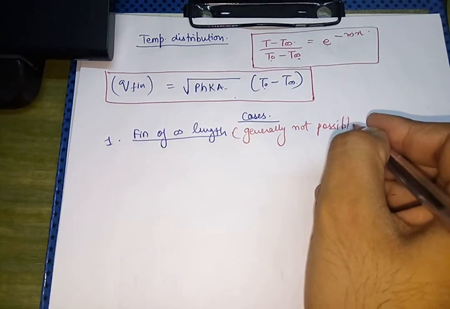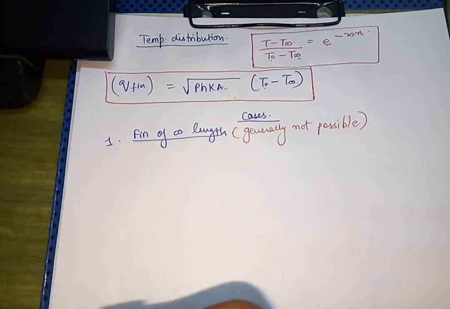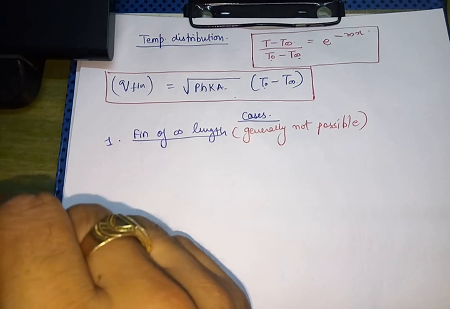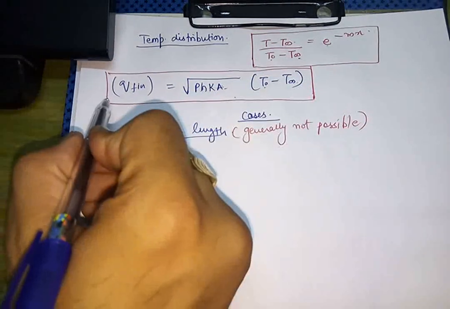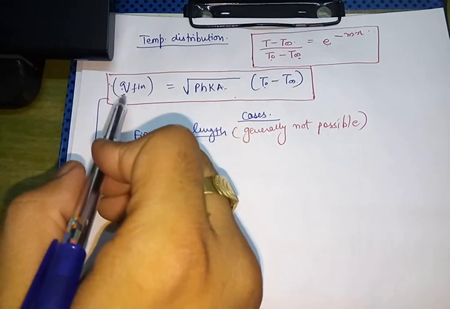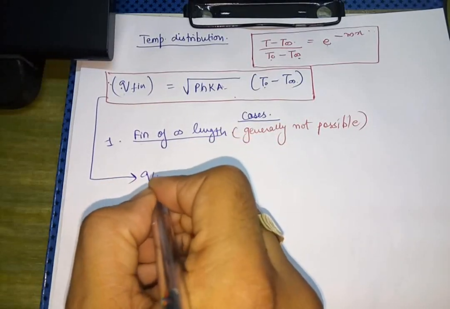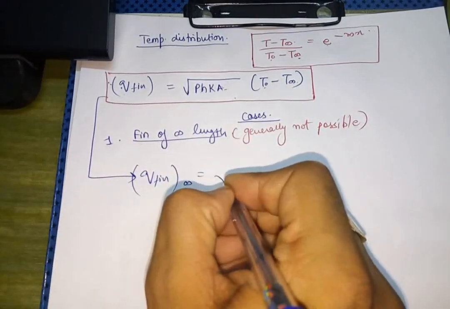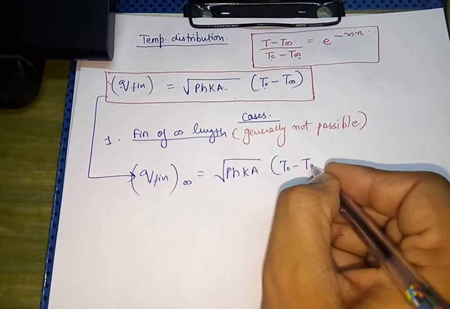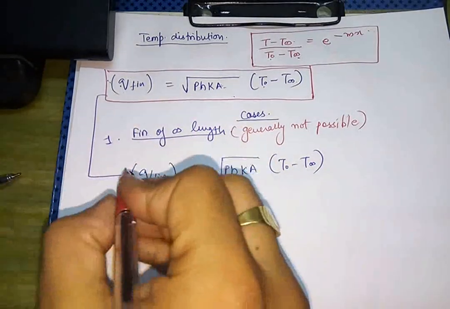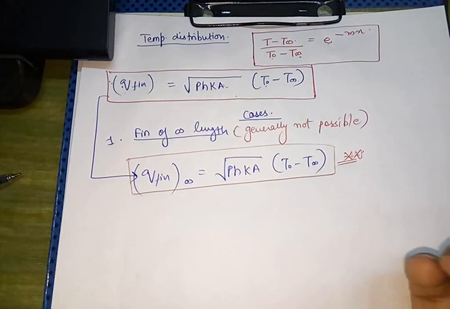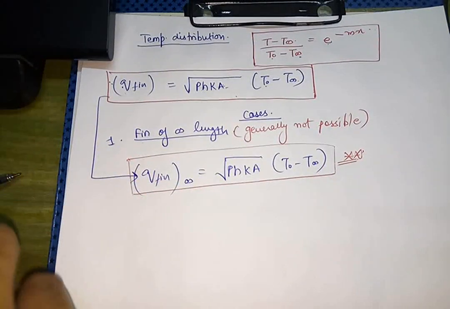Because we cannot have an infinite length fin. But let us say that the fin is of infinite length. Okay, fin is of infinite length. So the formula that we have written by mistake in the upward section, actually this is the phenomena for Q fin infinite, which is equal to under root hPkA times (T naught minus T infinity). This is the case of heat transfer in case of fin of infinite length.